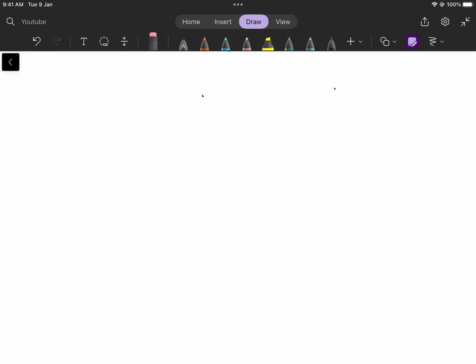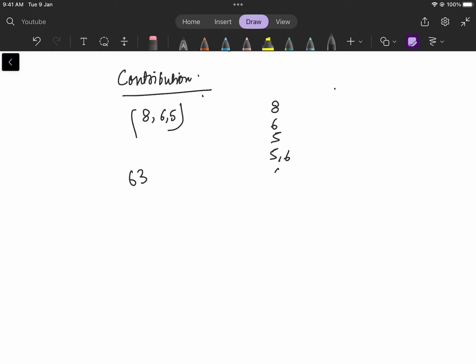Okay, what is this technique? Sorry, not combination, it's contribution. Contribution means what is the contribution of each element to your answer. The answer was 63. What was the contribution? If you see all the sub-arrays, 8 is contributing how many times? 2 times. 6 is contributing 3 times. Plus 5 is contributing 4 times.